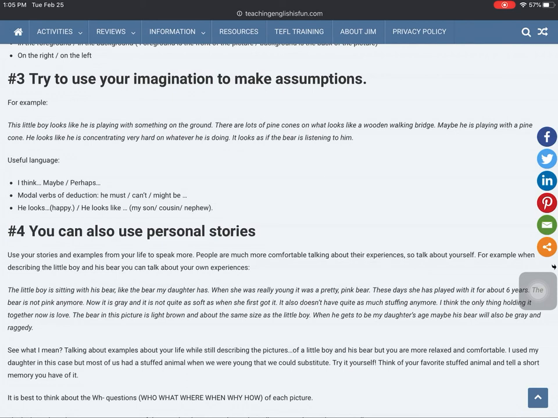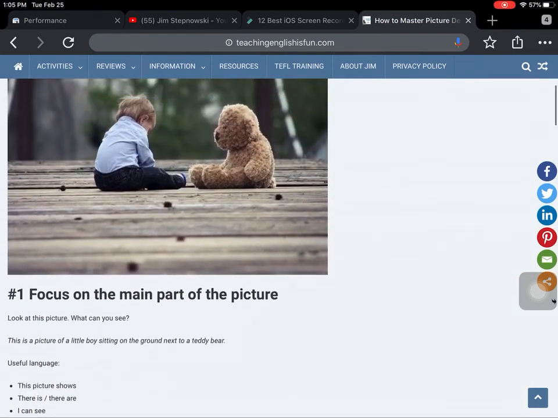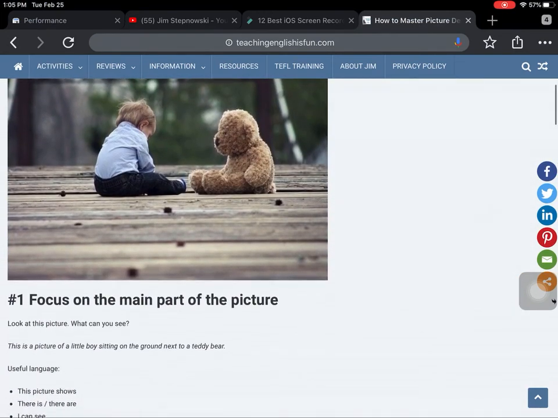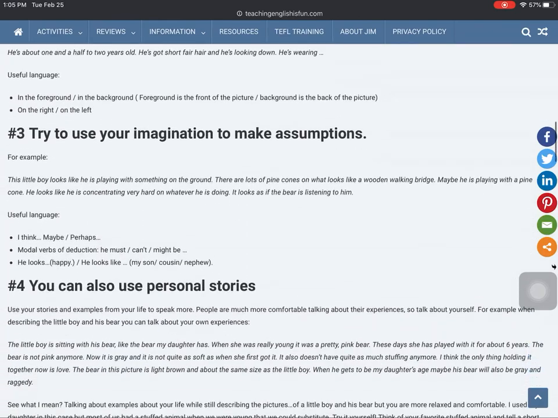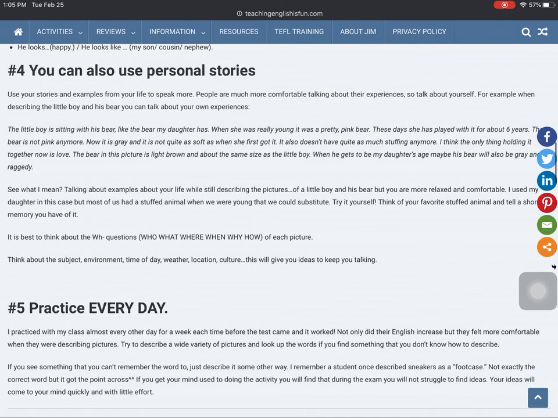Now, if we're saying looks like, this is something students always get confused with. He looks like, we want to follow that up with a noun. So he looks like my son. He looks like my cousin. He looks like my nephew. If you want to compare with another person, like a famous person, we can say, he looks like Brad Pitt. He looks like Tom Cruise, if you want to compare someone to someone else. Now this little boy, it's kind of hard to tell who he actually looks like because you can't really see his face.